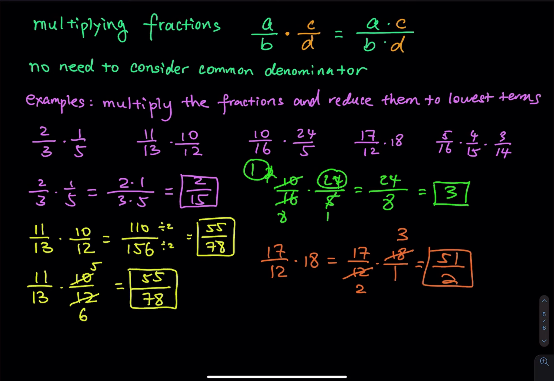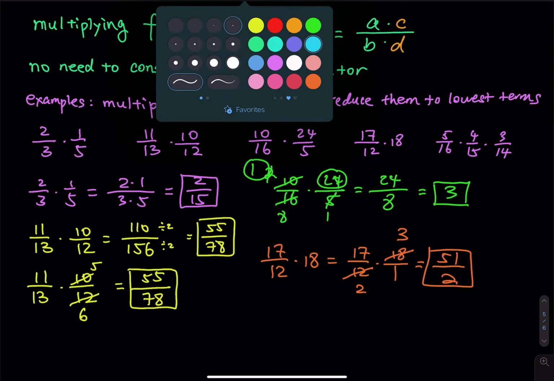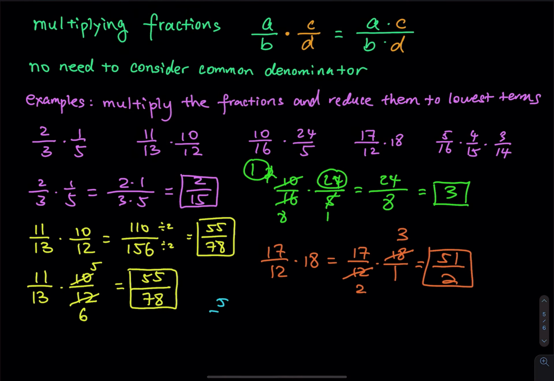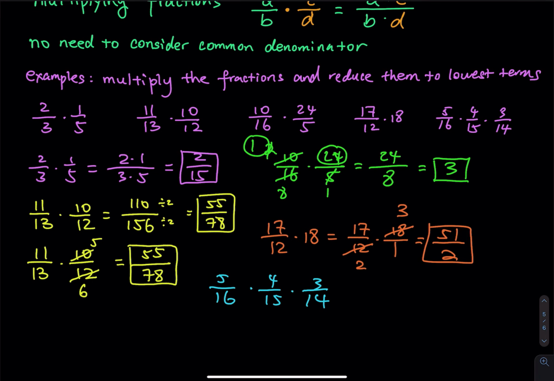And then the last one we have 5 over 16 times 4 over 15 times 3 over 14. Immediately, I see that I can do some work on the 5 and the 15. 5 divided by 5 is 1. 15 divided by 5 is 3. And then the 16 and the 4. 4 divided by 4 is 1. 16 divided by 4 is 4.